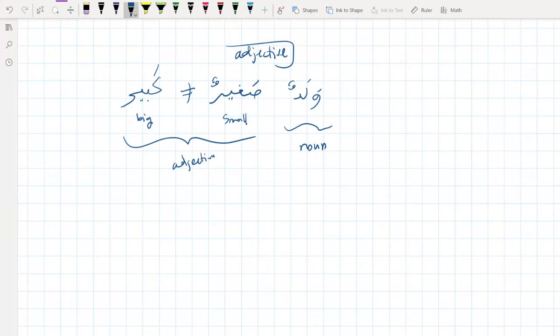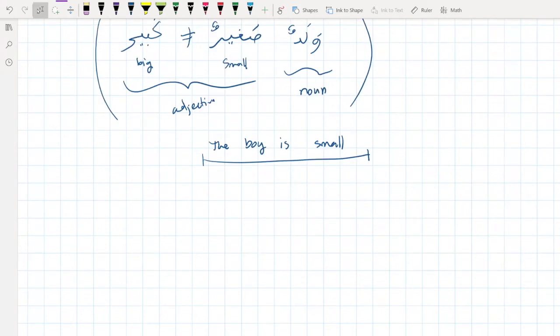How would you say, let's see if someone can translate this one for me: the boy is small. Take your time, but don't take too much time. You have all the words you need here. How do you say the boy? Al-waladu sagirun. Yes, al-waladu sagirun.